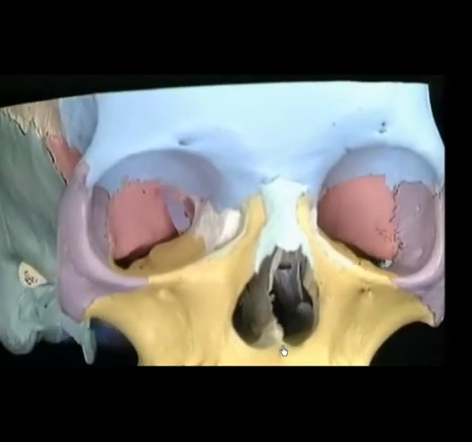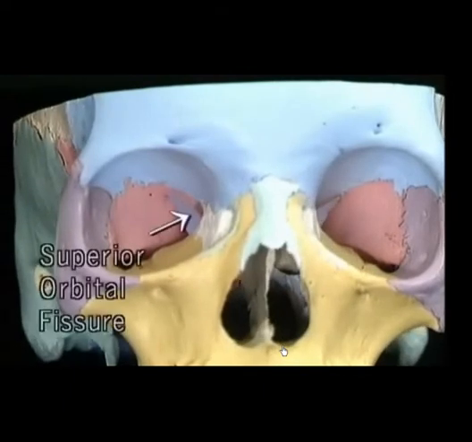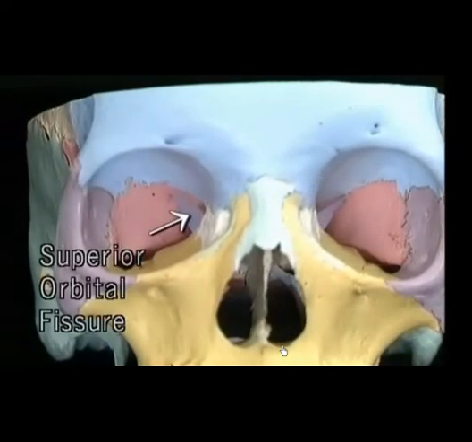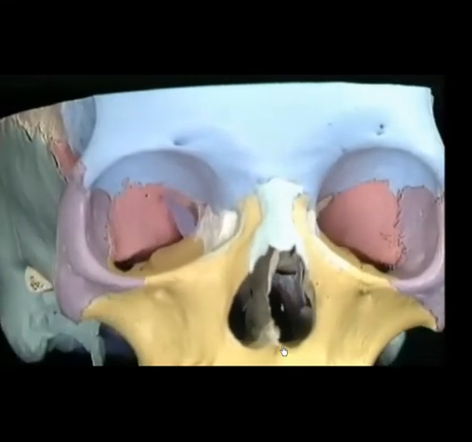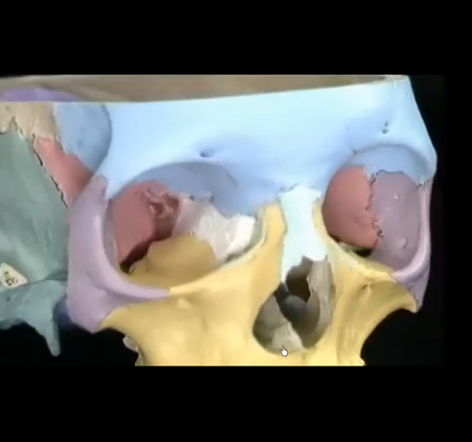The greater wing and the lesser wing are joined here. More medially, they are separated by this triangular gap, the superior orbital fissure, which forms a large opening between the orbit and the cranium. Here is the superior orbital fissure from the inside.